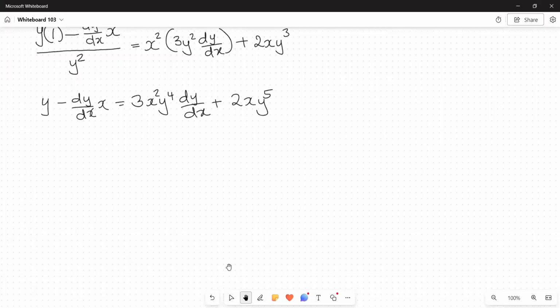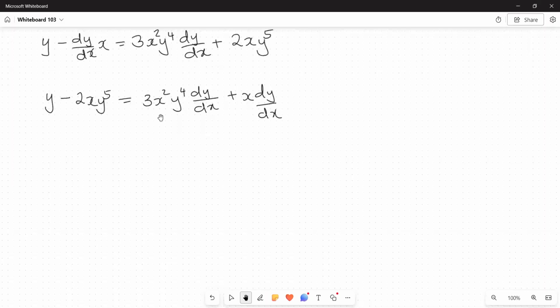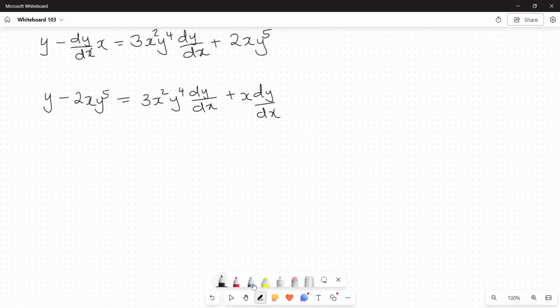Okay, so what that will leave me with is y minus 2x y to the power of 5. This is equal to 3x squared y to the power of 4 dy/dx plus x dy/dx. Okay, then we factorize dy/dx. I'm just going to write it first.